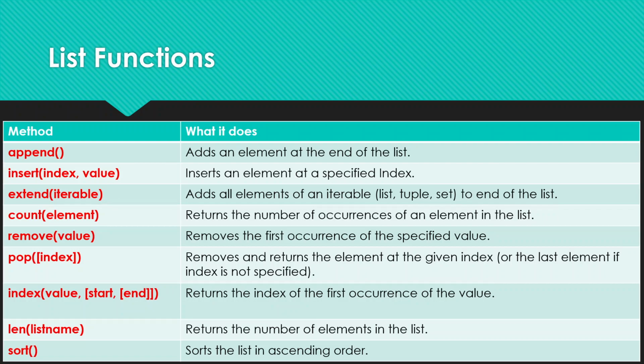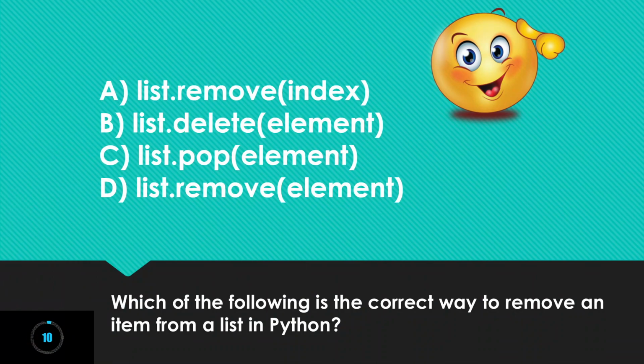For example, append to add an element at the end of the list, pop to remove and return an element at the given index. Len, L-E-N, to return the number of elements in the list. So please go over that again. So let's give this a try again. Time to think. Go for it. Pause if the time is going too fast.